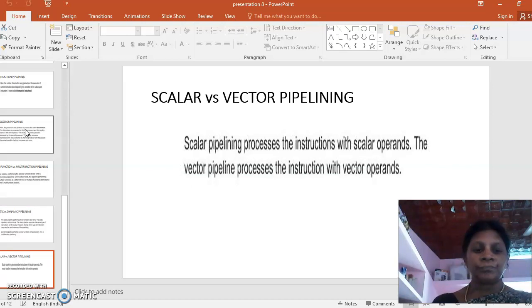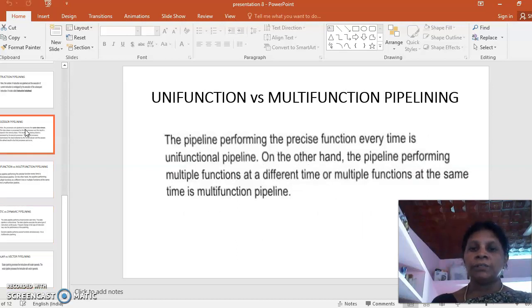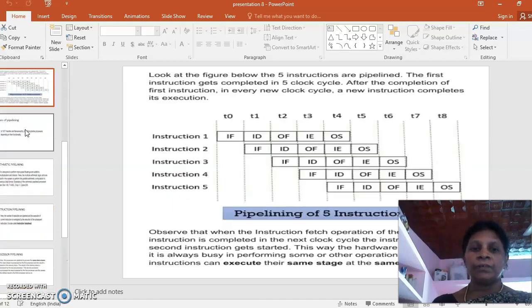And the next one is scalar and vector pipelining. Scalar pipelining processes instructions with scalar operands, but vector pipelining processes instructions with vector operands. So these are the different types of pipelining.